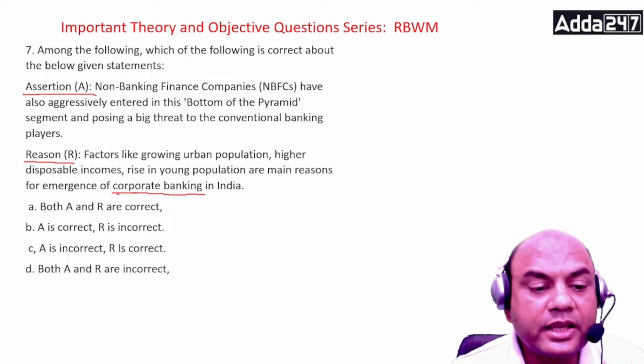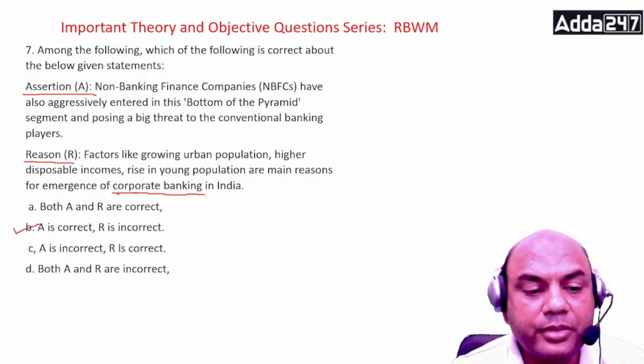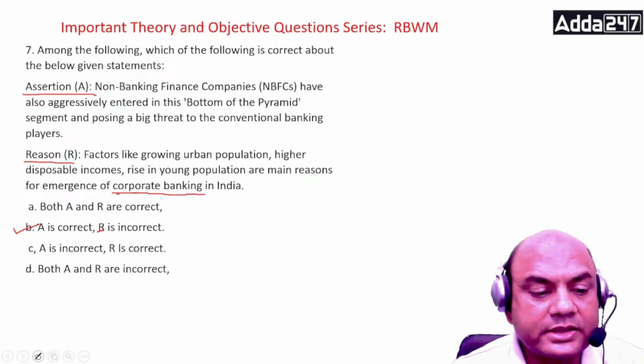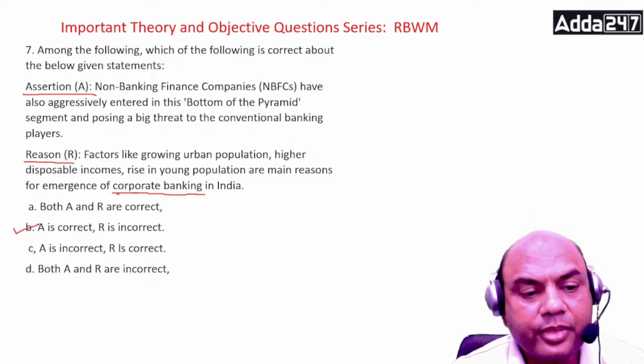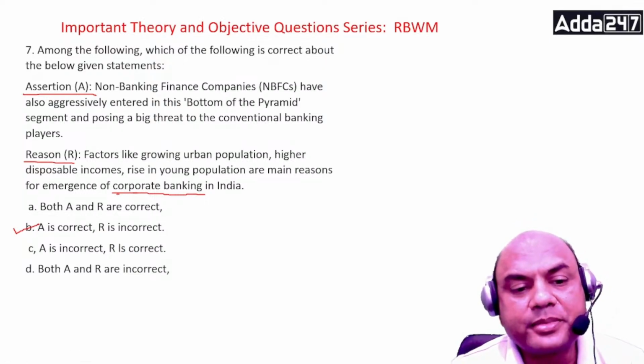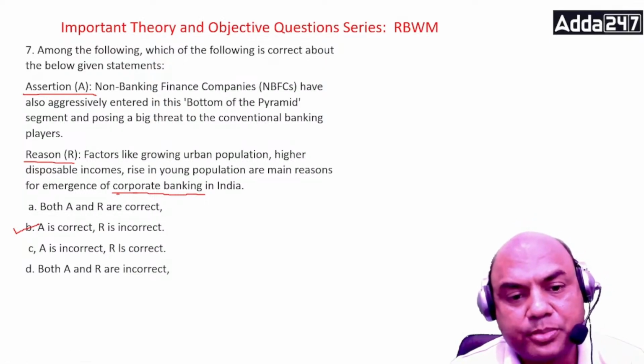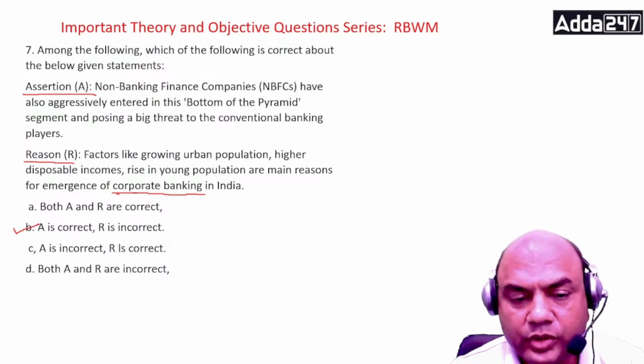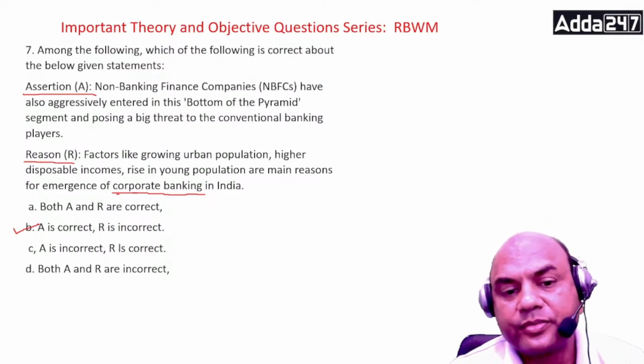So the answer is: the assertion is correct and the reason is incorrect. Okay, got it? Because if I'm talking of this pyramid, it means I'm talking about retail banking, and here you are giving me the reason of corporate banking. So that's why this is wrong.